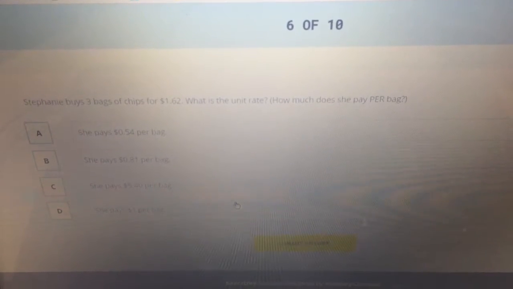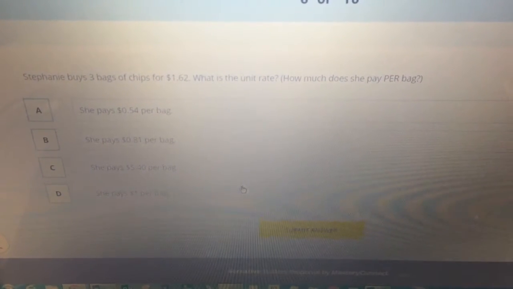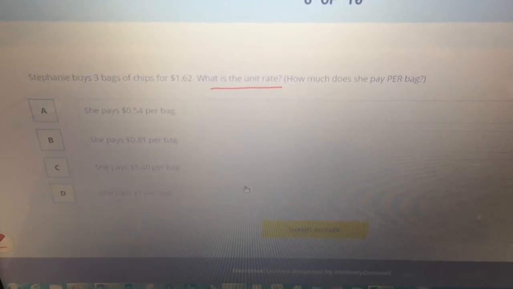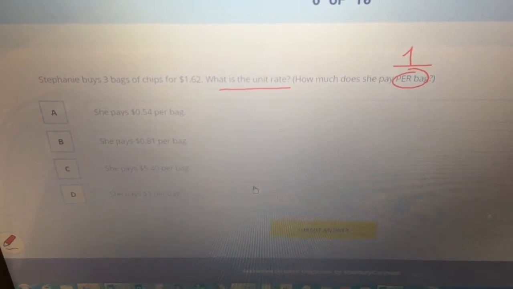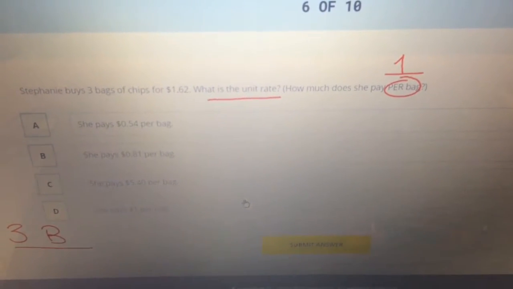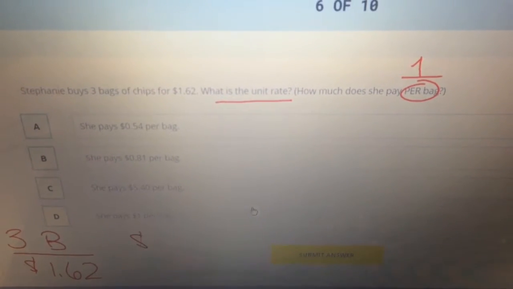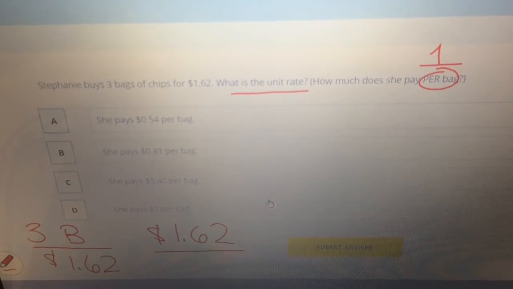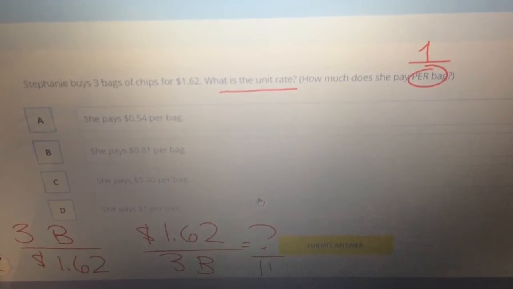Next, Stephanie buys 3 bags of chips for $1.62. What is the unit rate? In other words, how much does she pay per bag? And we know that per means that we're talking about the number 1. So, if she buys 3 bags for $1.62, or we can say $1.62 is what she paid for 3 bags, then how much is 1 bag?